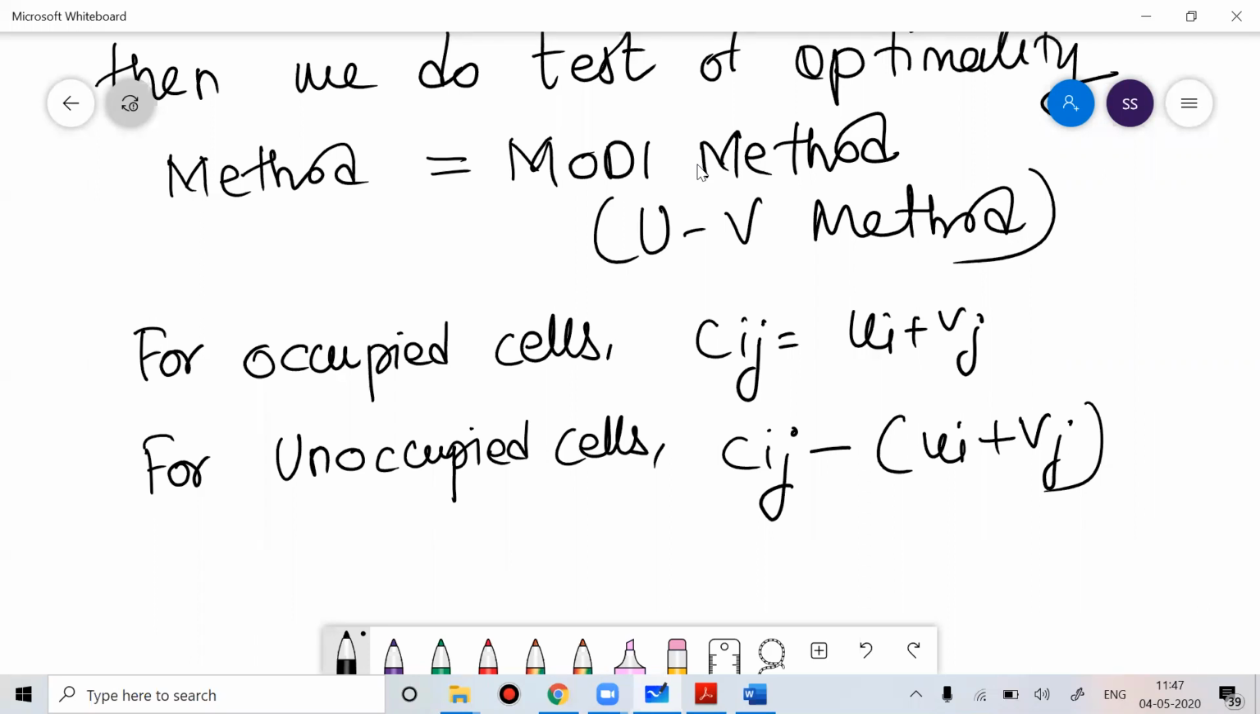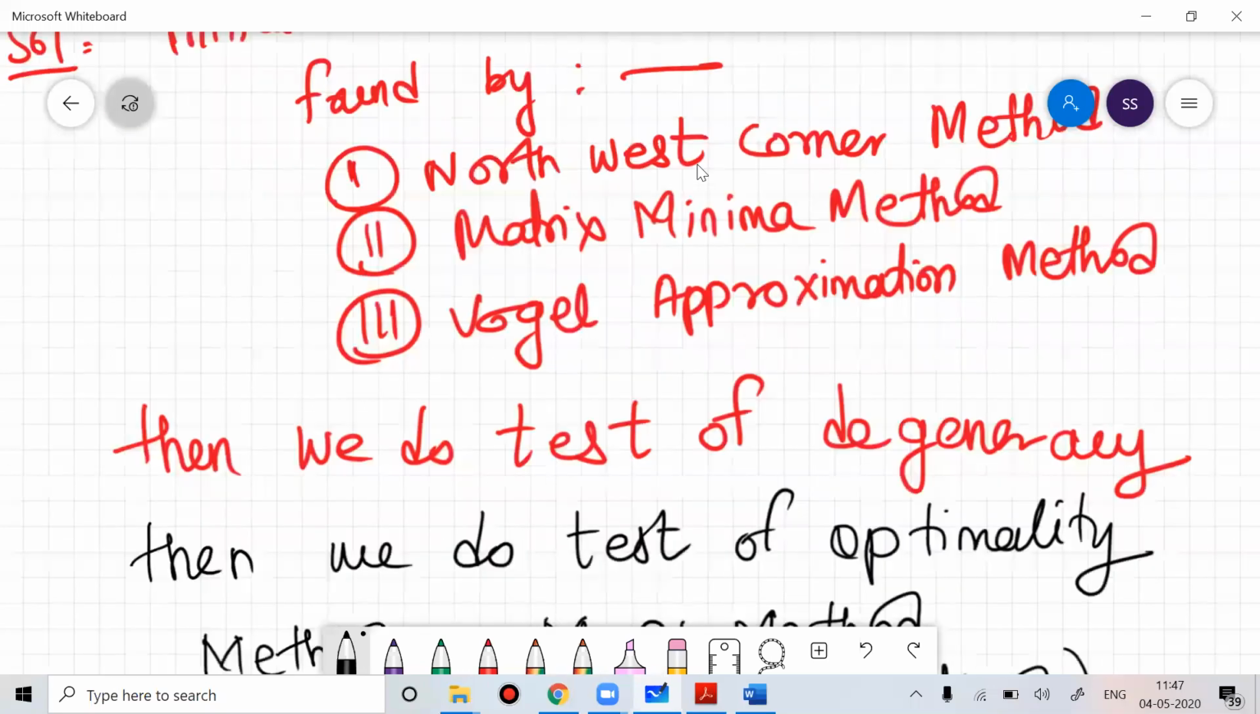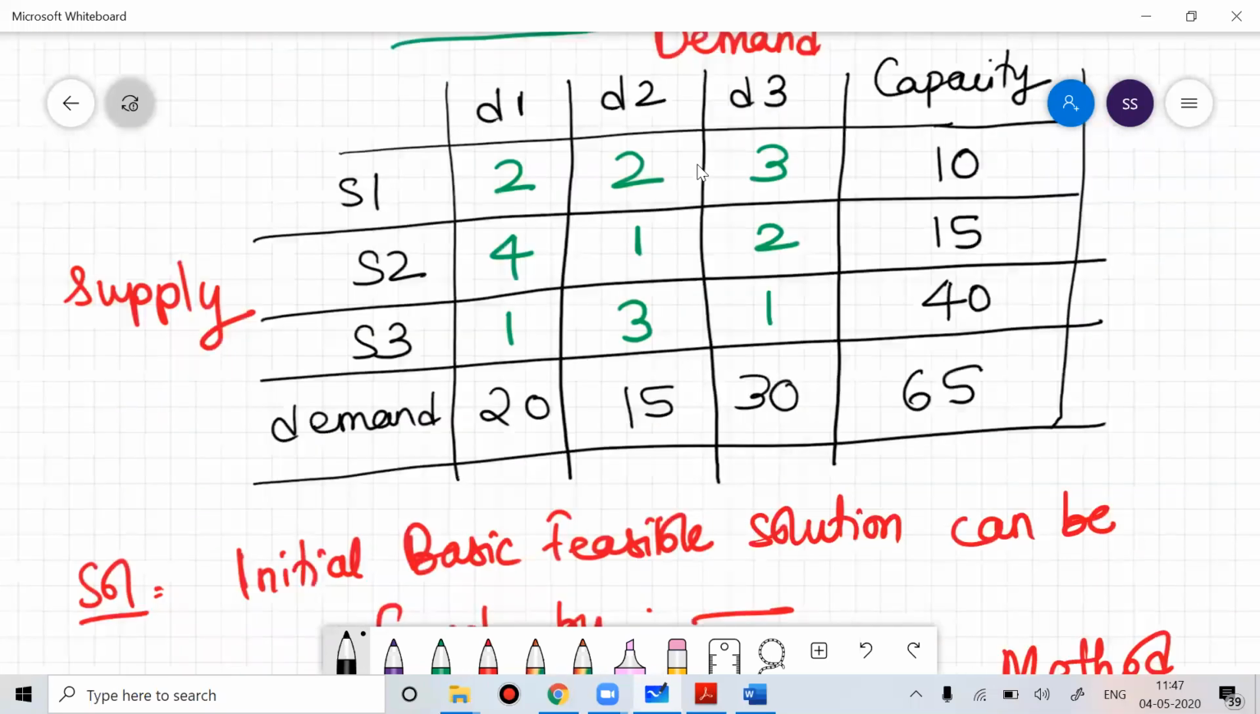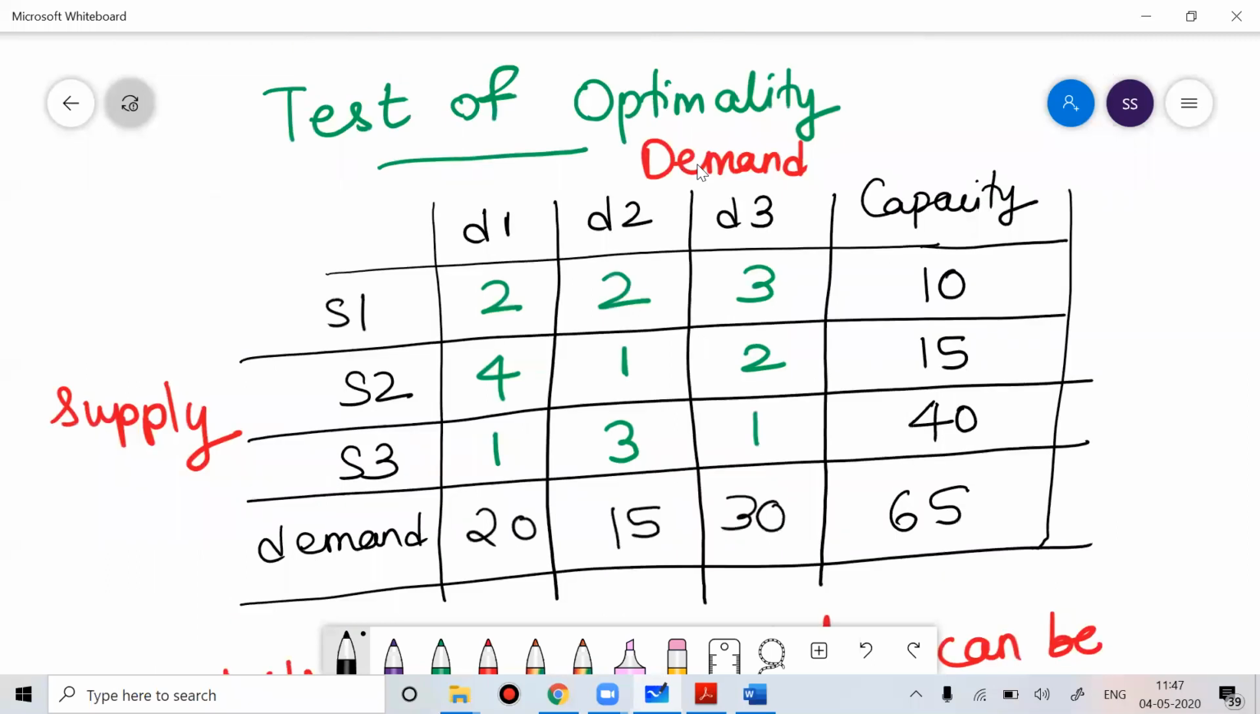Now I'll start solving this problem from the beginning. So this is the problem given to me. Now I'm giving you 5 minutes. Assign variables by using the northwest corner method. Use the northwest corner method and tell me the total cost for this matrix.